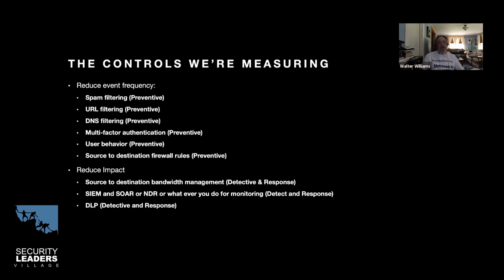To reduce impact, we have our source destination bandwidth management, where we shrink the amount of bandwidth going to an unknown source or an unauthorized source. We have our SIEMs and our SOARs, or our NDRs, designed to put a stop to things that are not supposed to be happening. And of course, we have DLP, if you've been so bold to deploy it and configure it, whose goal is designed to prevent data from being written to an unauthorized source. So those are the potential controls designed to protect this specific kind of risk. If you had a different scenario for a compromise of confidentiality, the controls would be different.